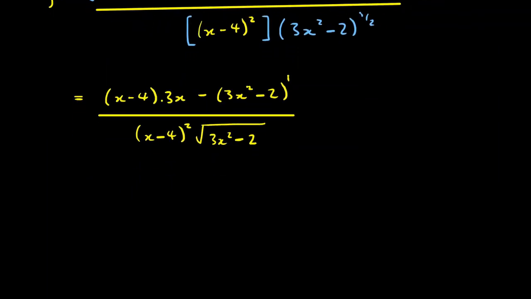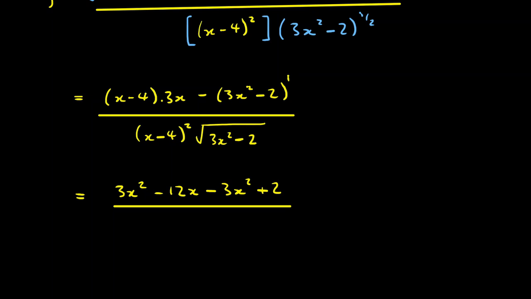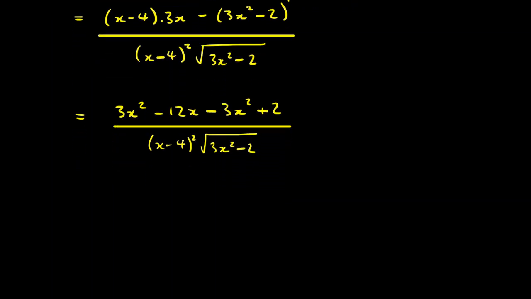Okay, well, the top, we can expand the brackets and simplify, I think. So x times by 3x is 3x². Minus 4 times 3x is minus 12x. Minus 3x² plus 2, all divided through by (x − 4)² times by the square root of 3x² − 2. And if we've got 3x² − 3x² on the top, then that cancels out. So we're left with −12x + 2 on the top.